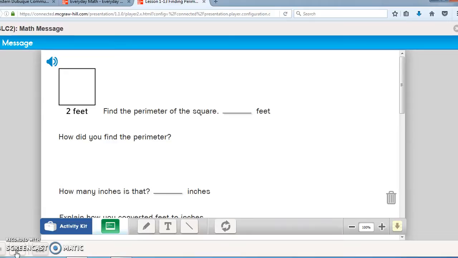Finding perimeters. The square I am showing you here says that it is 2 feet. You need to find the perimeter of that square. Remember, perimeter means that you're looking at the outside. We're looking at like putting a fence around a yard. We're not looking so much as filling the fence in. We're looking at how many feet of fence do we need to corral in the cattle, the turkeys, whatever you're trying to get in. So for perimeter, I tell my students, remember, perimeter starts with a P, and P is also for the word plus.